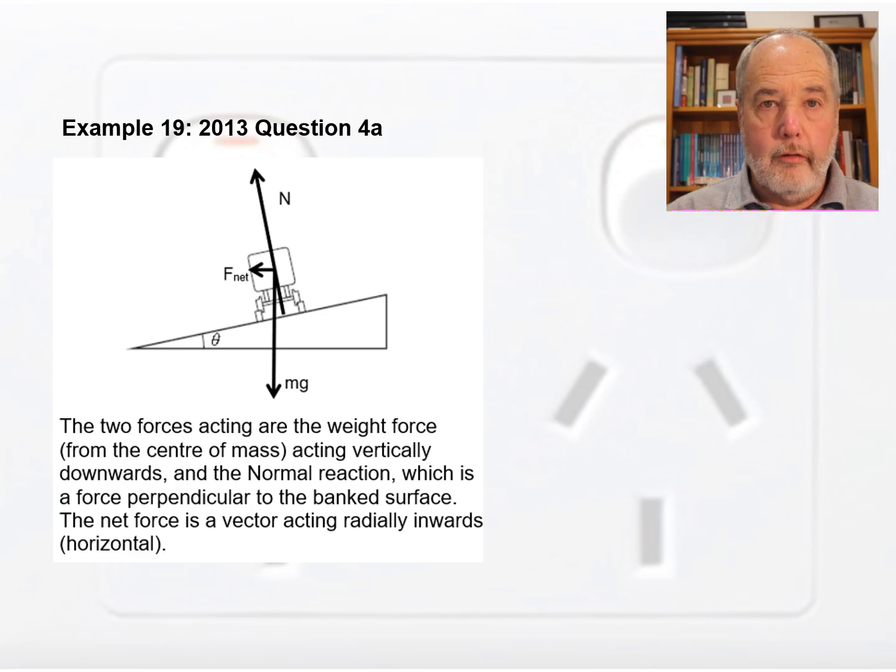The question says draw the two forces acting and then label the net force. I think you should label all forces acting and be careful where you draw your labels so that it's clear which one you are talking about. The two forces acting are the weight acting straight down and the normal reaction acting perpendicular to the surface. They combine together to give a net force which is radially inwards, and that should have been labelled sigma F or F net.